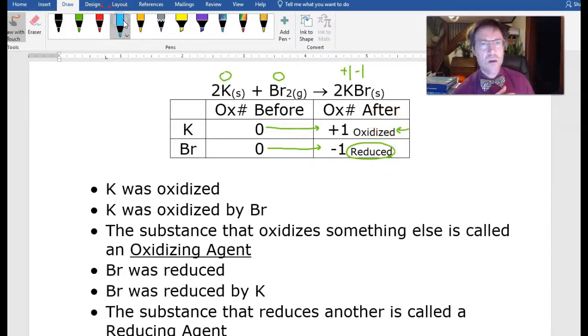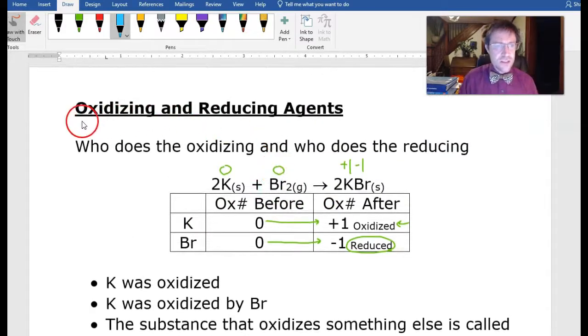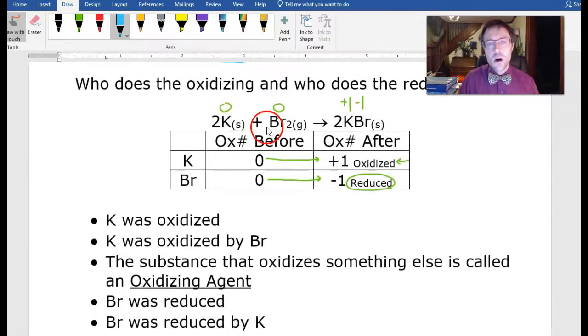You guys picking up on that yet? I really, really hope so. But anyway, all right, so here's the deal. These are our two things, our oxidizing agent and our reducing agent, right? Here's how we're going to identify them. You kind of walk through it like this.